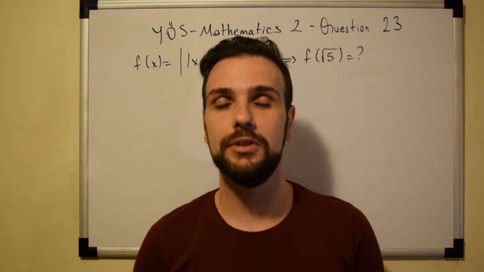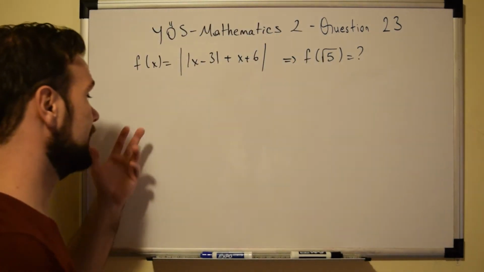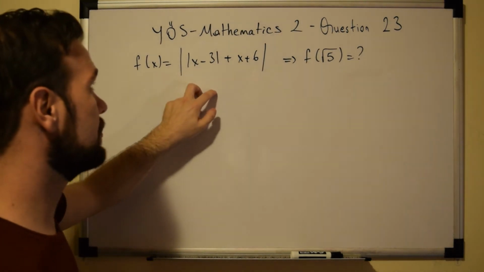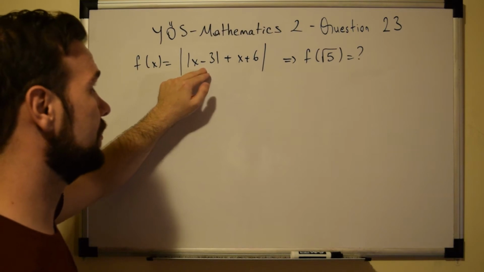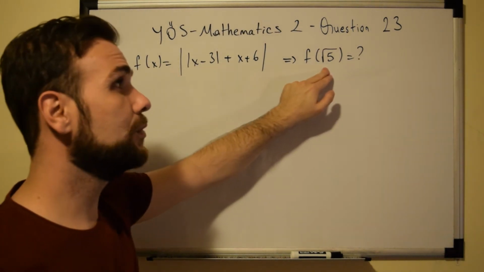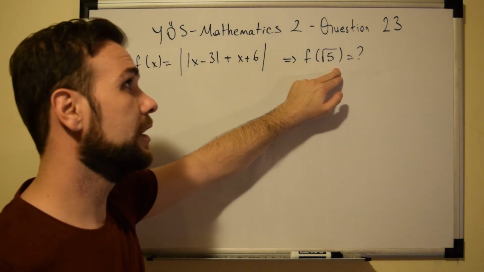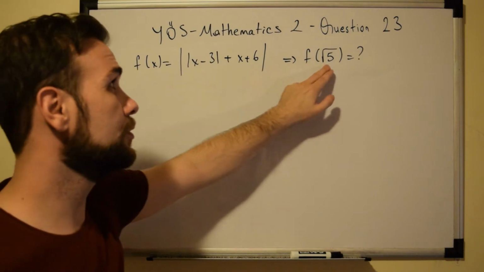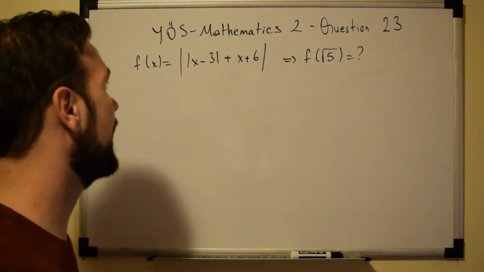Welcome to question number 23. In this question we will be dealing, as you can see, with functions. So we have f(x) which is equal to the absolute value of another absolute value of x minus 3, plus x plus 6, and we are asked the function of square root of 5. So the first step that we have to do is just substitute the square root of 5 for x.